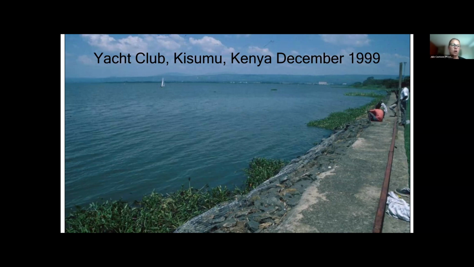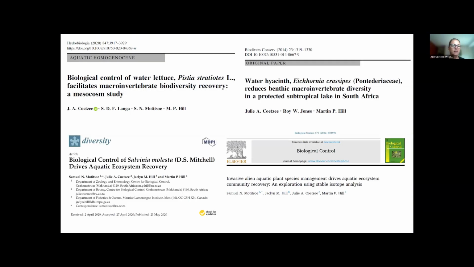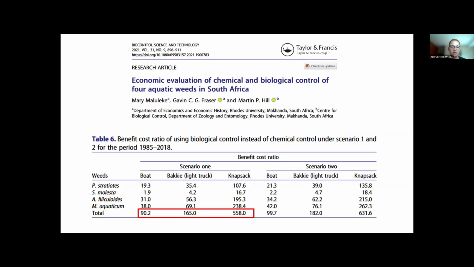And what we've shown over time is that biological control can result in ecosystem recovery. So there's a whole lot of different studies here. Biocontrol of water lettuce facilitates macroinvertebrate biodiversity recovery. Water hyacinth reduces benthic macroinvertebrate diversity. Biocontrol of salvinia drives aquatic ecosystem recovery. And so over time, we've been able to show the benefits of biological control of these aquatic invasive species and the ecological benefits, and we've also been able to show the economic benefits.